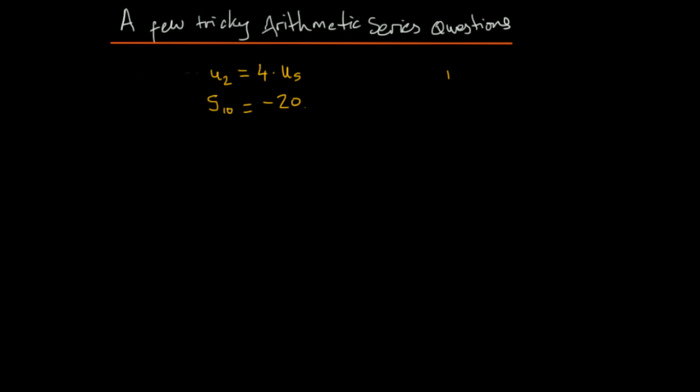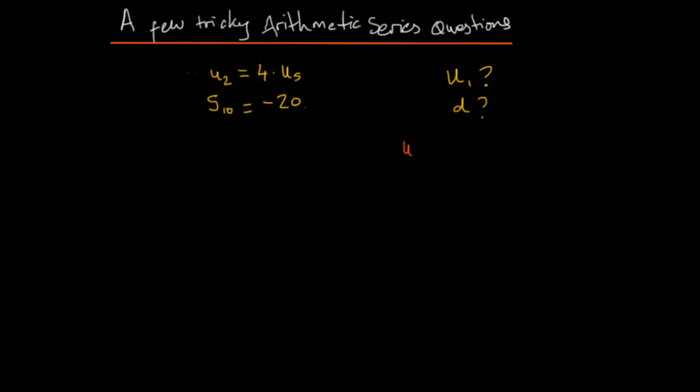Find the first term, so they're asking us to find u1 and find the common difference, find d. And these are the only two clues they give us. So we need to use the equations that we have for this topic. I'll write them both over here so that we have them handy.